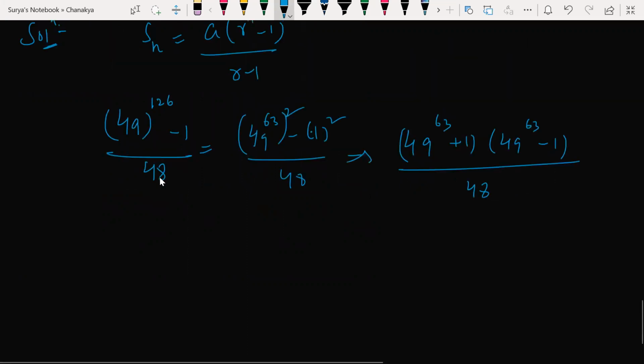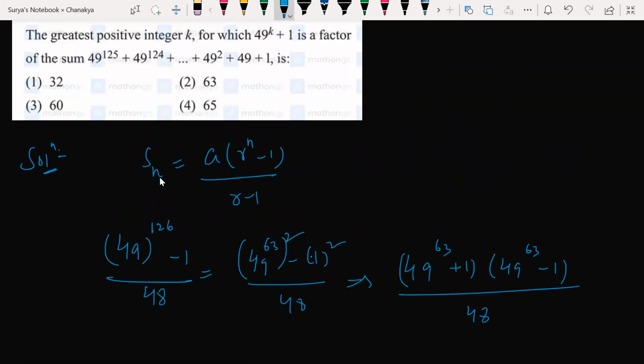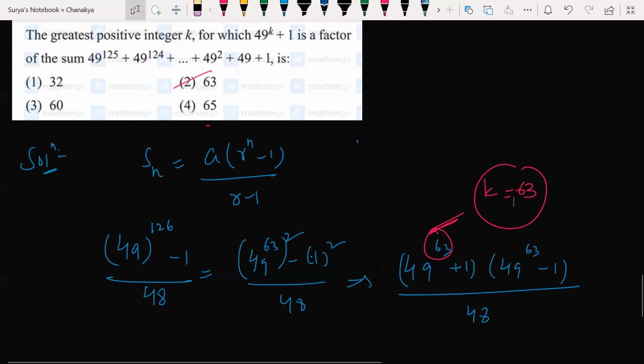Okay. So what do we need to find out now? We need to find out the k value. So 49 to the power of what? K. K is what? 63, Babu. Answer is 63. Very simple, Babu. How simple it is. Very, very simple, guys. 49 to the power of k plus 1 is a factor of the sum. So whatever the power of k we have, that is what you are looking for. Look at this. K value is what here? 63 is the answer. How simple it is.